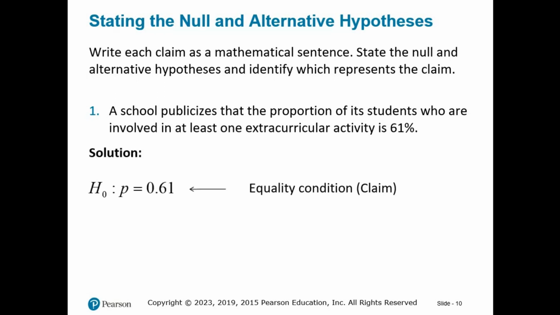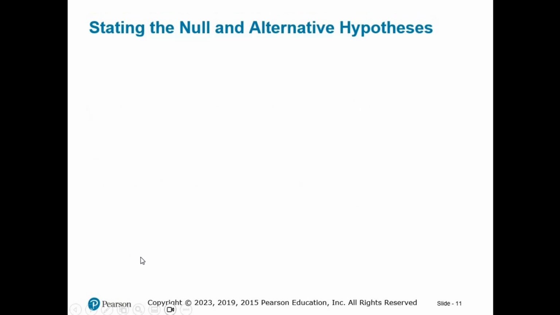Let's do that. So H naught is p equals, and then we put the percentage into decimal form, 0.61. And we identify the fact that this is our claim. Good so far. Now we need to figure out our alternative hypothesis. If the null hypothesis used equals, we need to use its complement, or not equal to. So we need to simply say H sub A is p is not equal to 0.61. Good job. Let's try another.